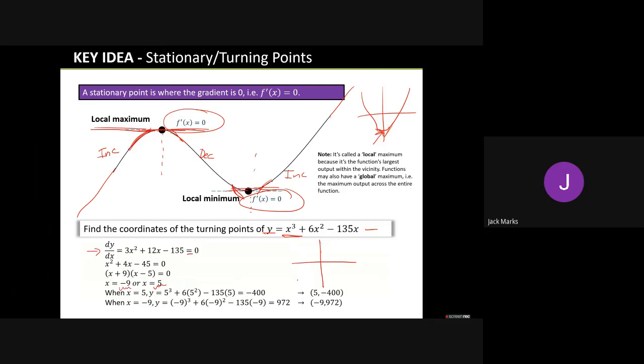at -9, it goes like this, and at 5, it goes like this. So you can start to find now these sections where things are turning around. So this gives me a bit more detail if I wanted to sketch a cubic, for example.